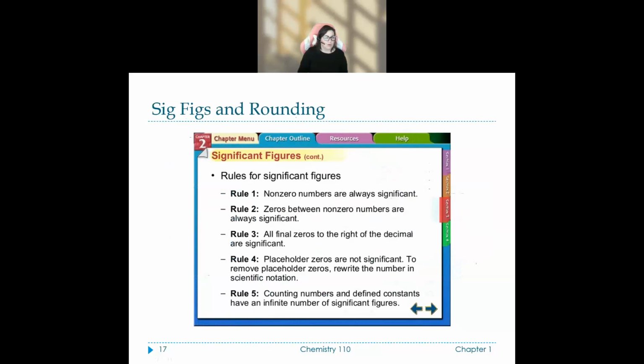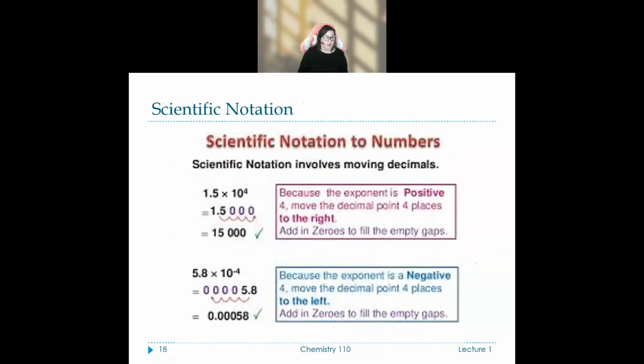So non-zero numbers are always significant. If we look at this particular example, the non-zero numbers here are 1.5. These are all zeros, so 1.5. Awesome. Both of those are significant. That gives me 2 sig figs in this number. Now, the zeros, that depends. These are past the decimal point. The ones in the first one are past the decimal point, so those are all important. But to put this into scientific notation, we can go 1.5 times 10 to the 4th.